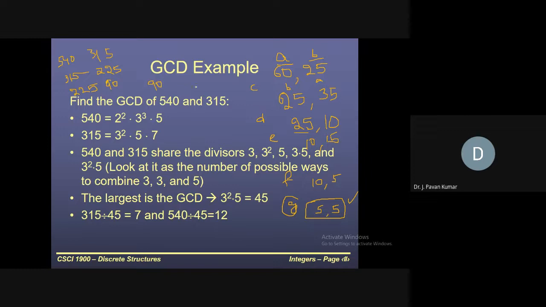Then what's the difference? 135. Okay, what's the minimum? 90. And what's the difference? 45. What's the minimum? 45. And the difference? 45. So when we have to stop? Whenever we get A and B values as same, then we can stop and we can consider this as the GCD. Clear?